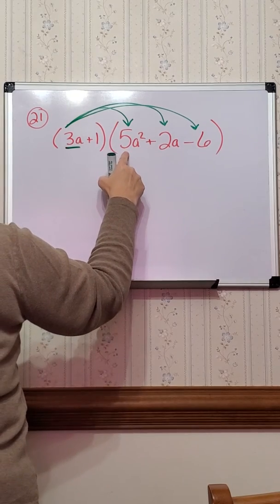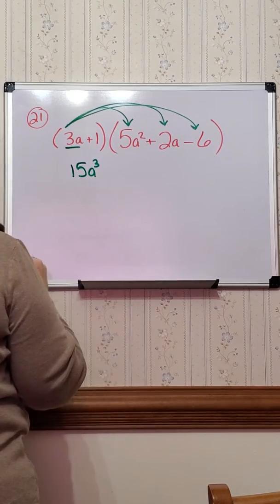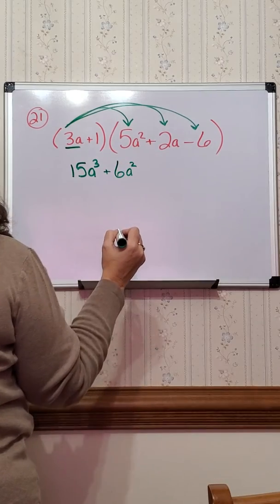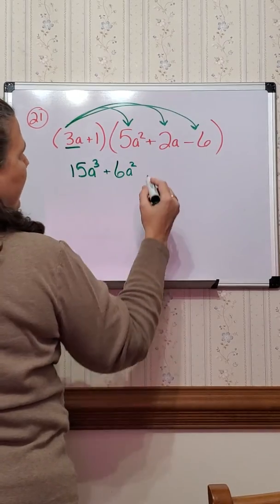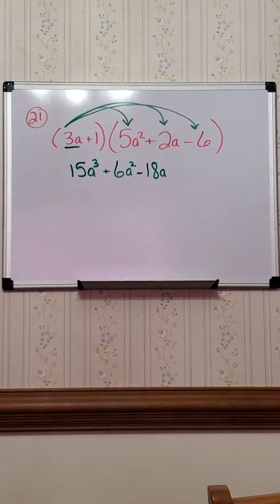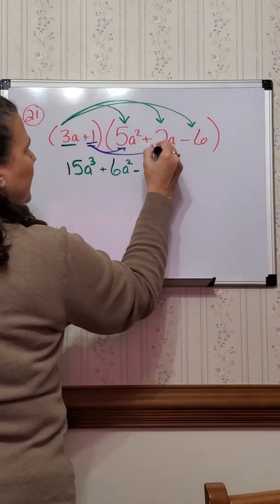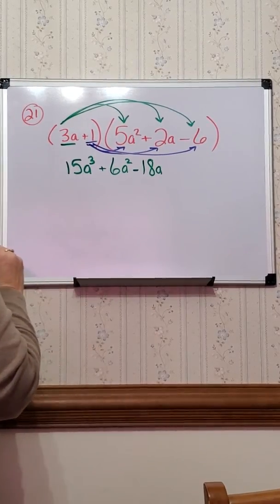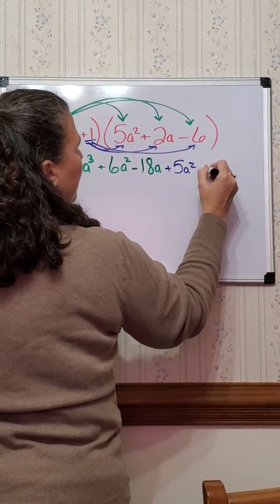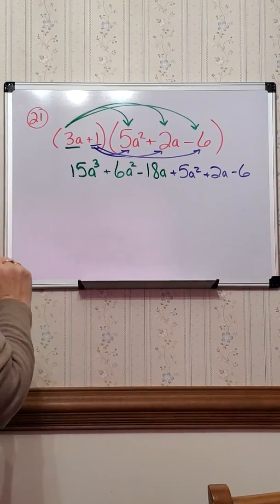So 3a times 5a squared is going to give me 15a to the third. 3a times 2a is going to give me 6a squared. 3a times negative 6 is going to give me negative 18a. But I'm not done yet. Now I've got to distribute this 1, and I'm going to distribute it to each one of these in here as well. So that's going to give me plus 5a squared plus 2a minus 6. Pretty easy since it's just a 1.